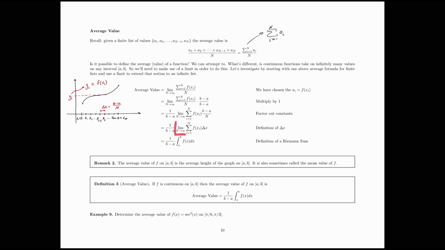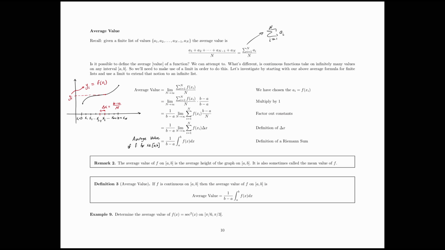And then what remains is the definition of the integral. This right here is a Riemann sum, and the limit of a Riemann sum is this integral. So this would be the average value of f. So specifically, I want to add in here, just to be very specific, it is the average value of f for x between a and b. Okay.